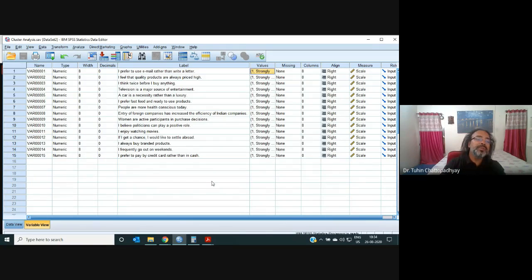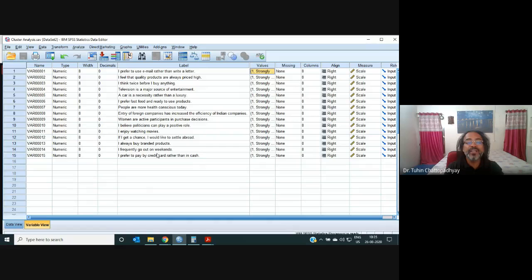With that note, let me walk you through what it is. You can see there are 15 variables I have considered, and this is a consumer behavior clustering. That means I'm clustering people based on their behavior. Variable one represents: I prefer to use email rather than write a letter. I feel quality products are always priced high. I think twice before buying anything. Television is a major source of entertainment. A car is a necessity rather than a luxury. I prefer fast food and ready-to-use products.